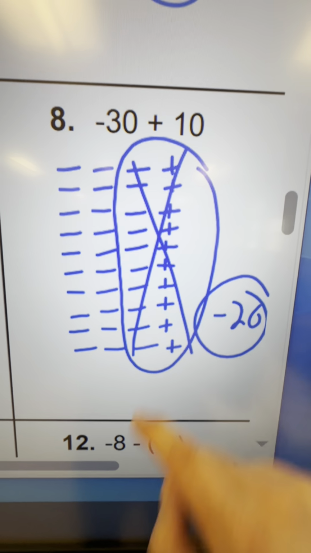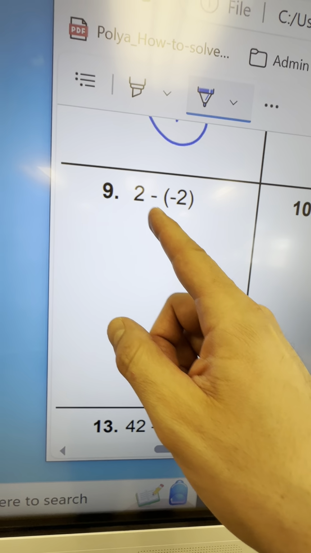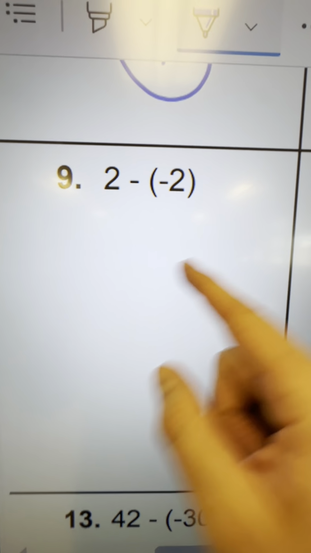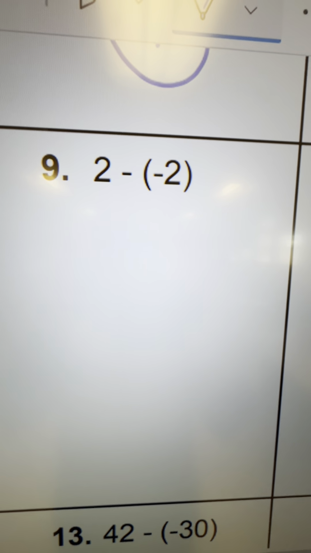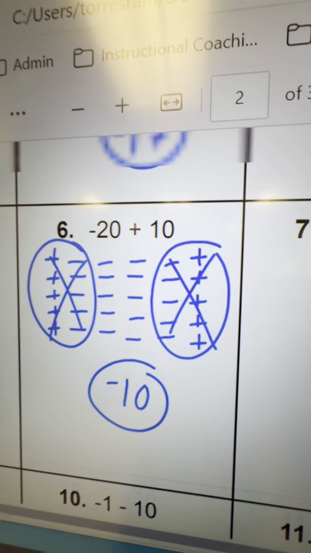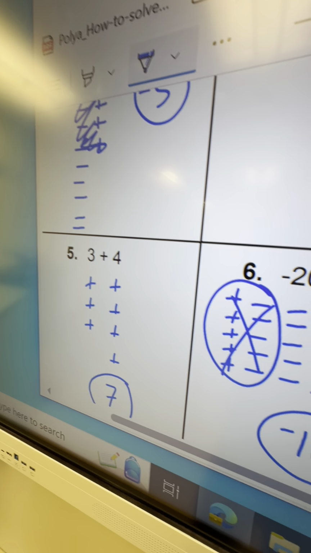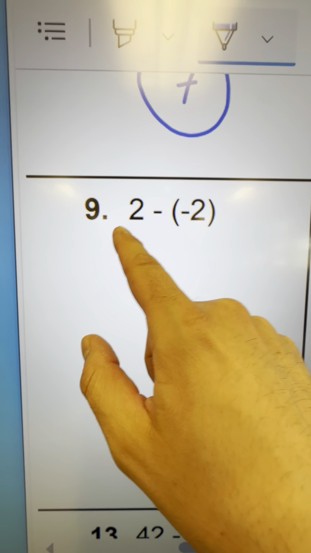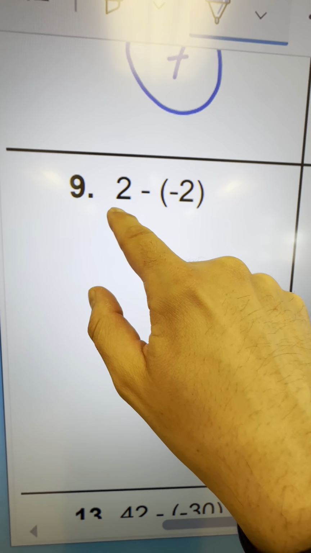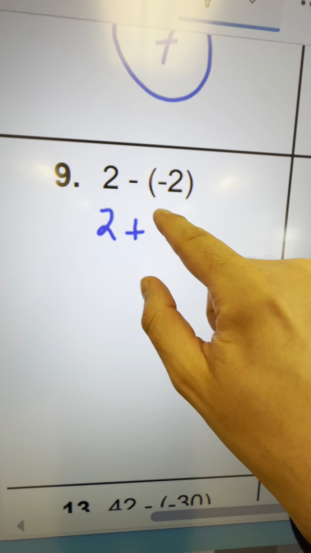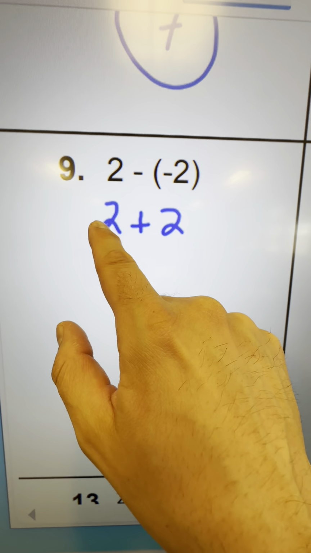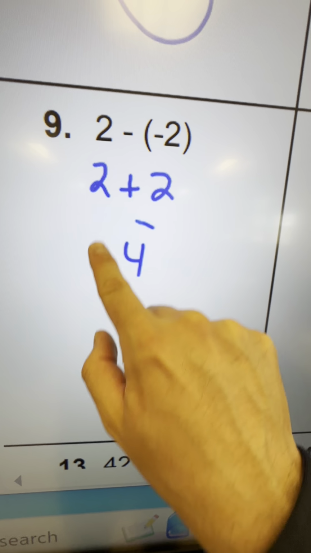All right, so the remaining problems from 9 through 16 are all subtraction. It's going to help if you rewrite it as addition first, and then repeat the process that we did up here where you just combine them. So the skill that I did on the other side: we just do keep, change, change. Keep this, change that, change the opposite. So now this is simply 2 plus 2, which is 4.